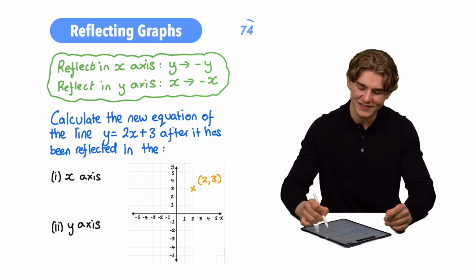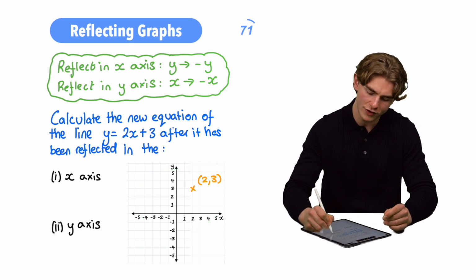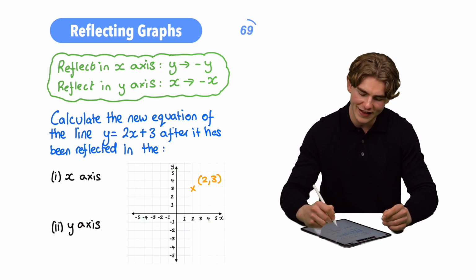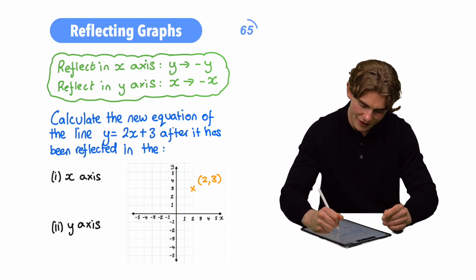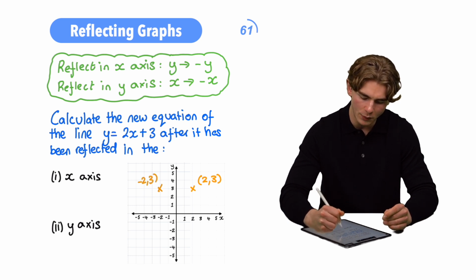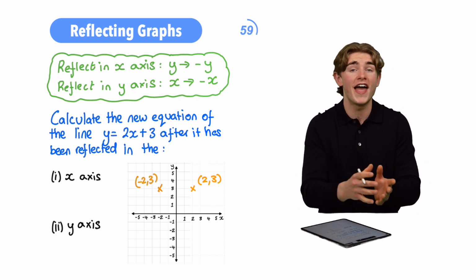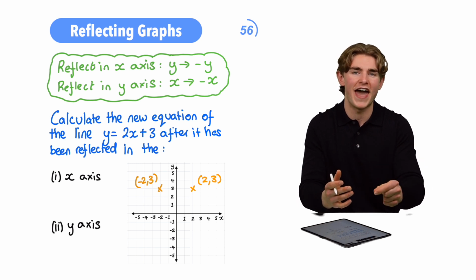So why actually is that? Let's have a look down here. Let's take this point 2, 3 and say that we reflected it in the y-axis. What would we get? Well, the new coordinate after being reflected in the y-axis would be this point here, minus 2, 3. We can see that when we reflect in the y-axis, the value of y actually stays the same and the value of x is reversed.